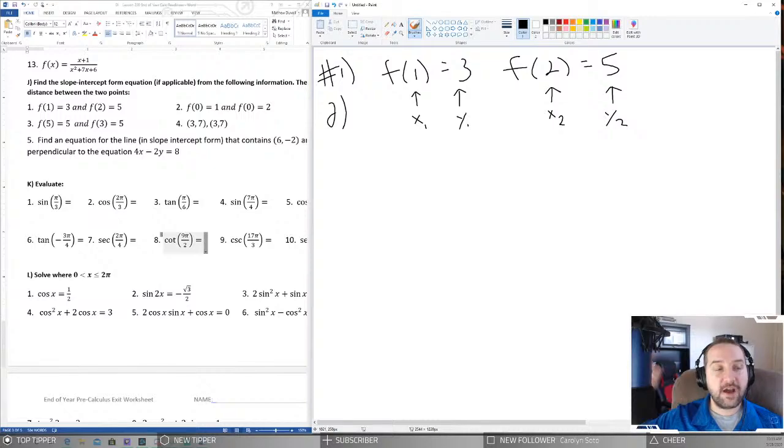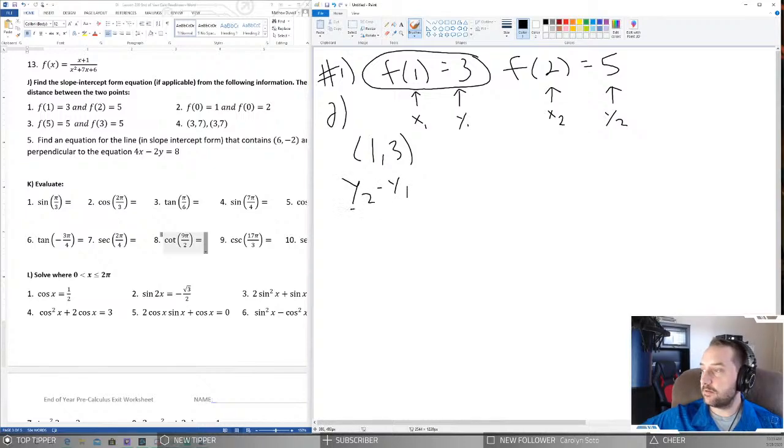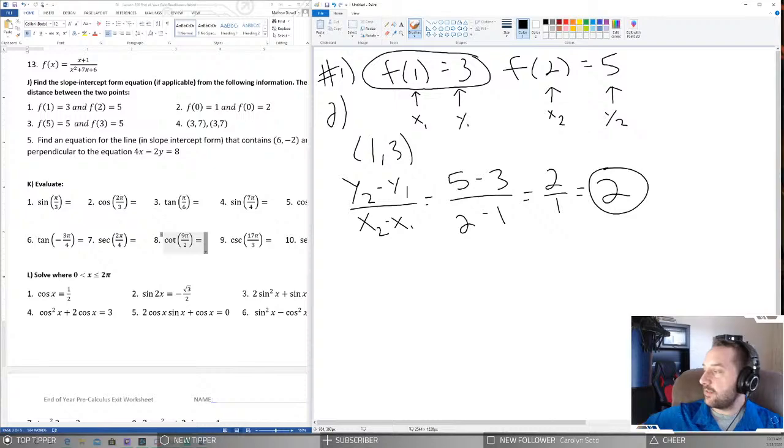So to find an equation of any line, we need to know 2 values. We need to know a point and the slope. Well, I have a point. That's going to give me the point 1, 3. Now I need to know what the slope is. So to find the slope, we use the slope formula. The change in y over the change in x. So 5 minus 3 over 2 minus 1. That gives us 2 over 1, which is 2. So that's my slope.